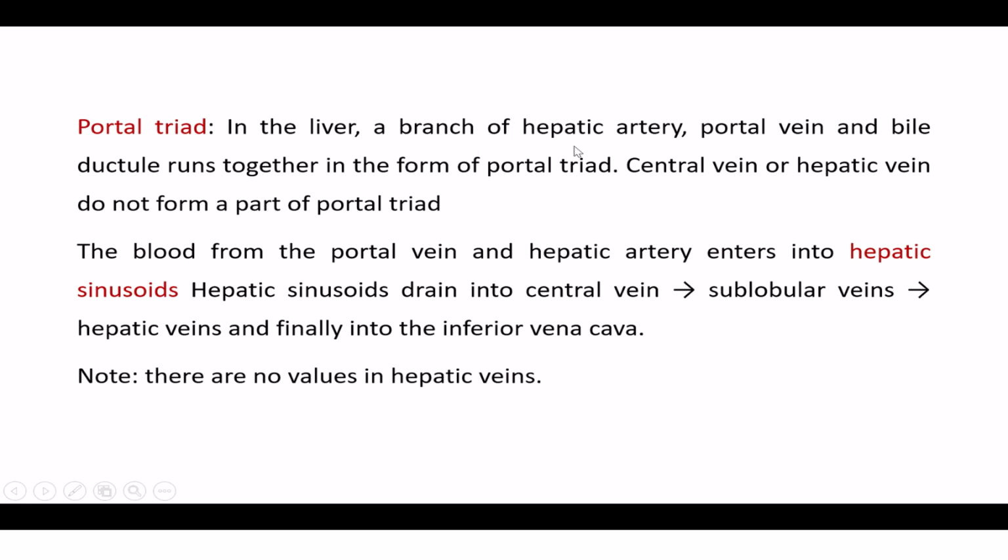Portal triad. In the liver, a branch of hepatic artery, portal vein and bile ductule run together in the form of portal triads. Around them lies the periportal space of Mall. The central vein or hepatic vein does not form a part of the portal triad.